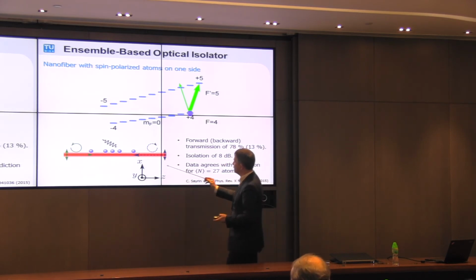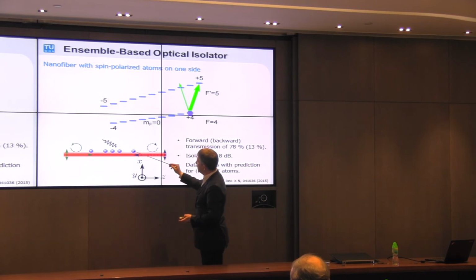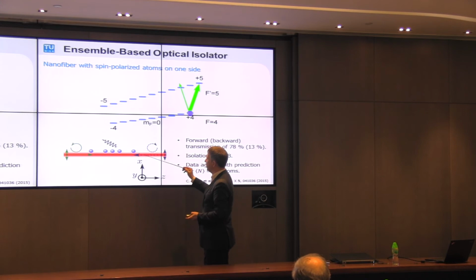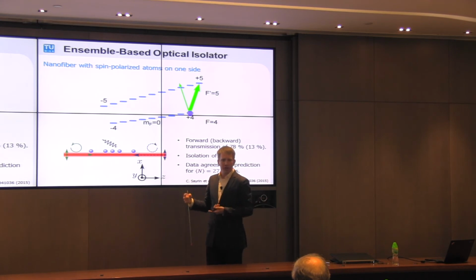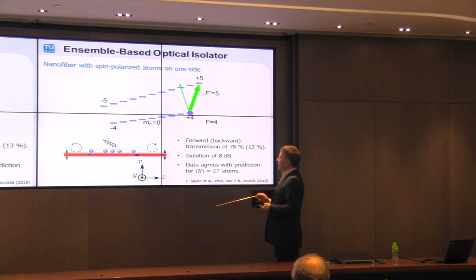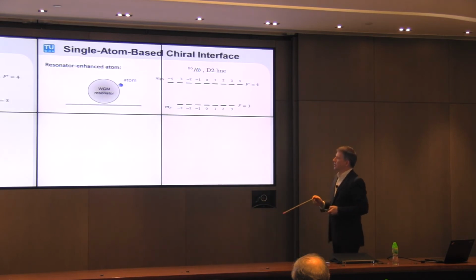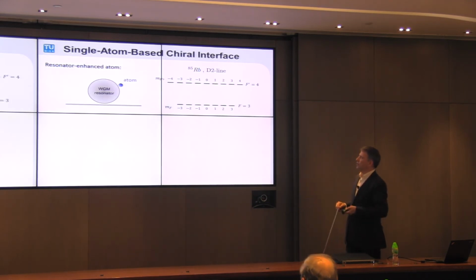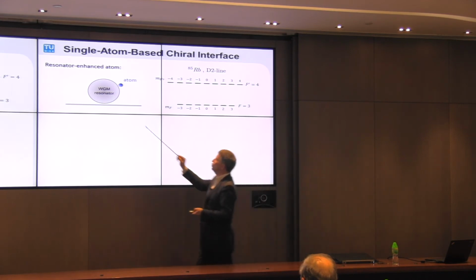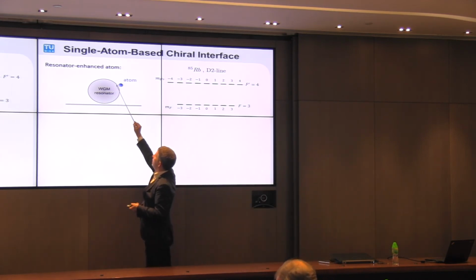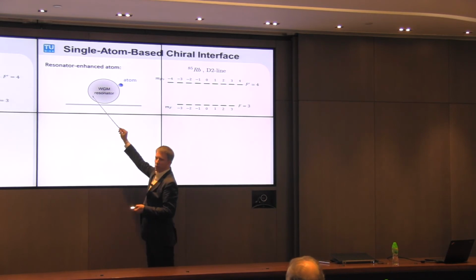However, in our experiment with the nanofiber, the coupling strength per atom to the waveguide is only such that we have about 4 to 5% absorption per atom. So while you could realize a non-reciprocal transmission, it would be a lousy isolator. But there's actually a way to realize enhanced coupling of a single atom to the resonator by mediating the coupling to the nanofiber via a whispering gallery mode resonator.